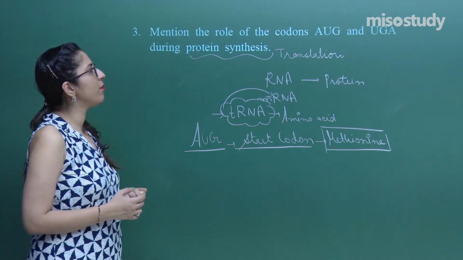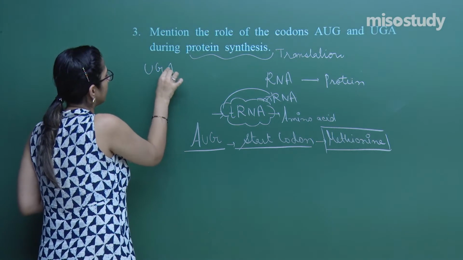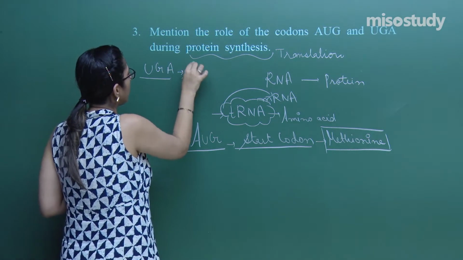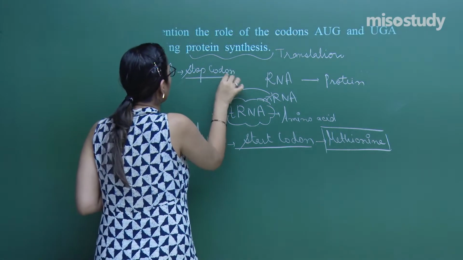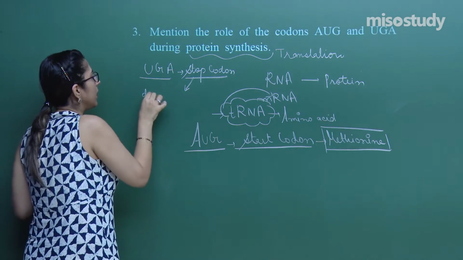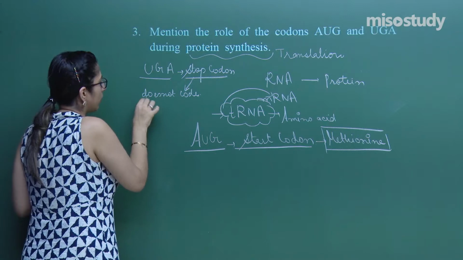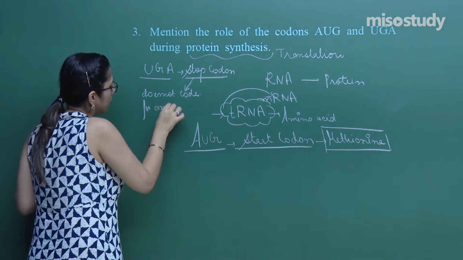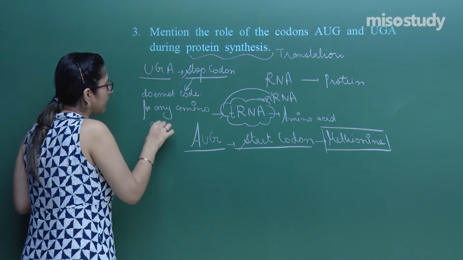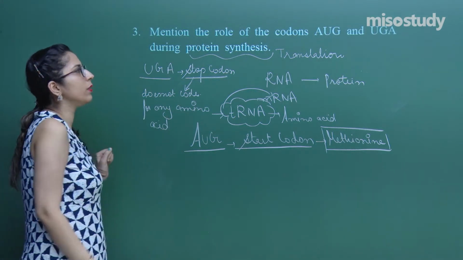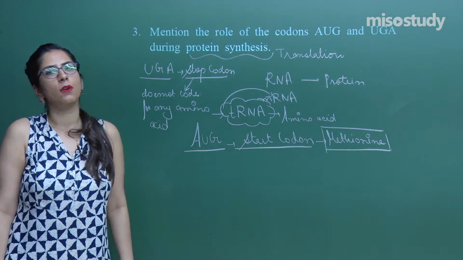Another codon which they have mentioned is UGA. UGA is a stop codon, and this stop codon doesn't code for any amino acid. That means whenever such a codon comes in the mRNA, the whole translation process will stop there only.